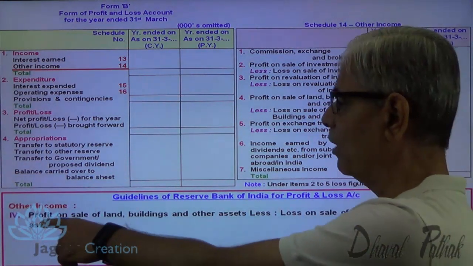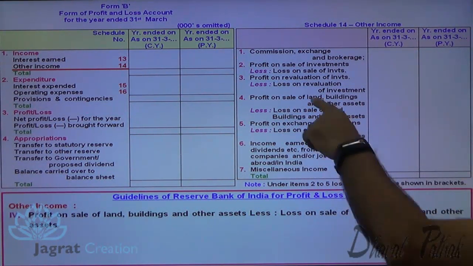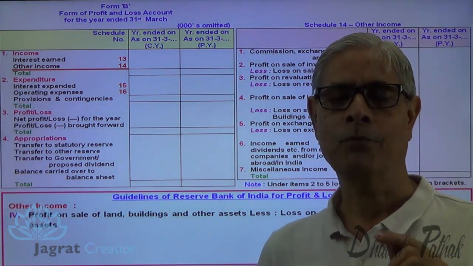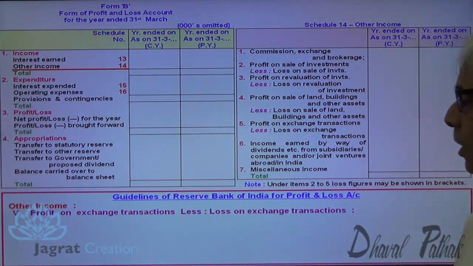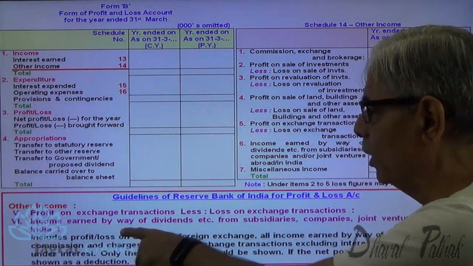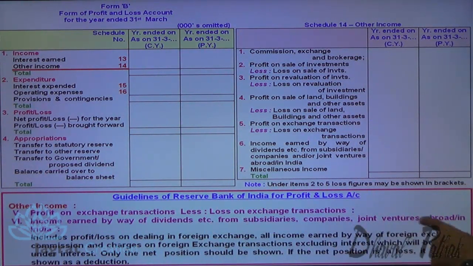Now, profit on sale of land and building and other assets, loss on sale of land and building and other assets, that is the fourth point. These talk about the land and building and assets kept for the purpose of use by the bank. Profit on exchange transaction, less loss on exchange transaction. Income earned by way of dividend from subsidiary companies, joint ventures, abroad and in India.